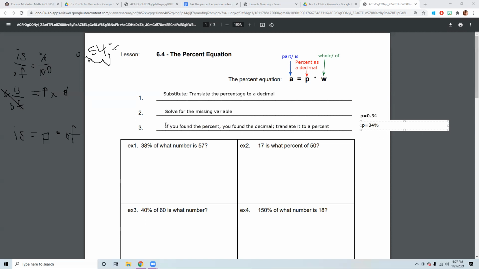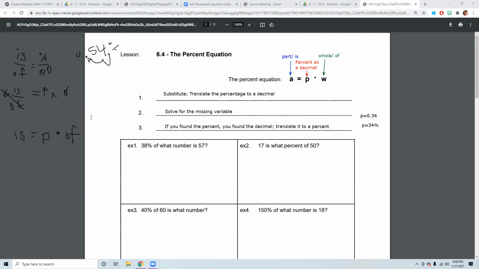So just keep that in mind. If you're solving for a percent, there's a little bit of an extra step that you have to do. But you either have to do that extra step in step number 1 when you are substituting, or you have to do it at the end when you're getting your answer. And so you're always going to have to do something to the percentage, just because of the way the percent equation is written. So that's all the notes that I have for you today.